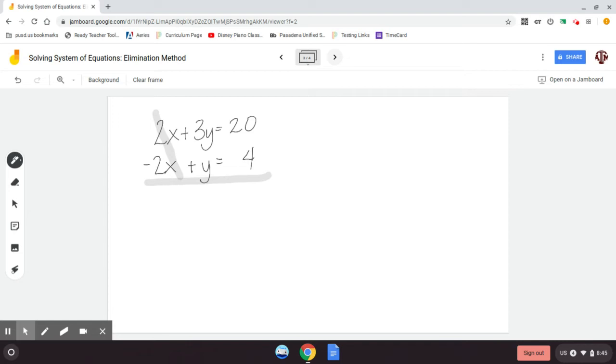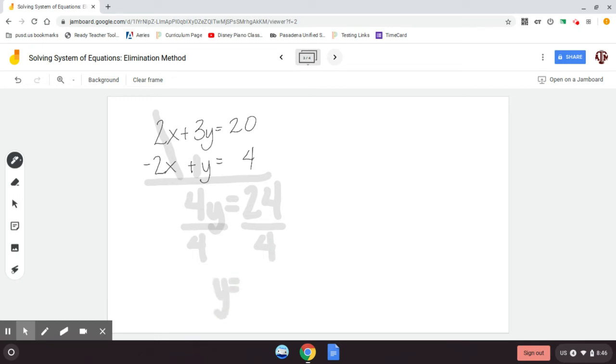Okay, now let's add what else we see. So 3y plus 1y is 4y, and 20 plus 4 is 24. Okay, I need to get the y by itself. It's being multiplied by a 4. So to get rid of the 4, I divide. But if I do it to one side, I need to do it to the other.